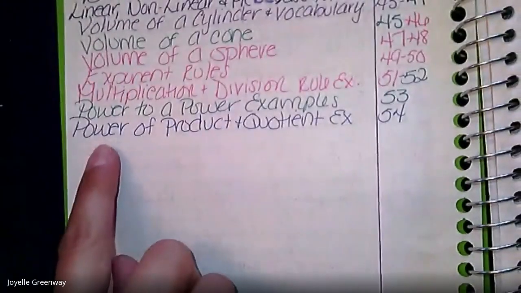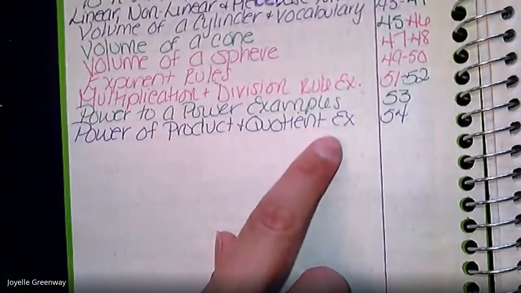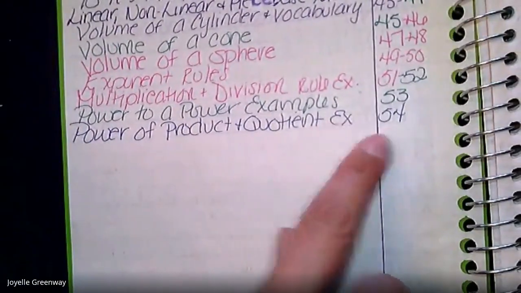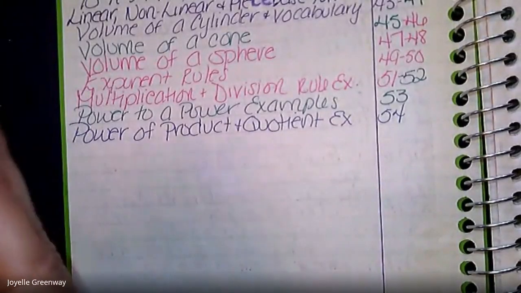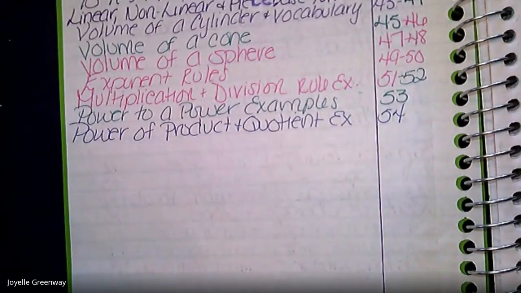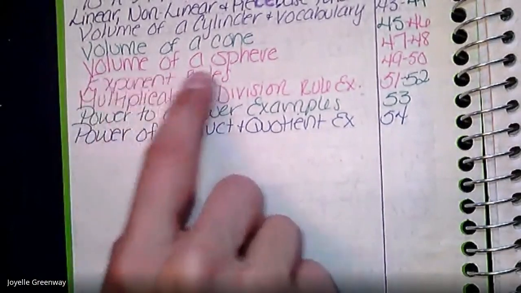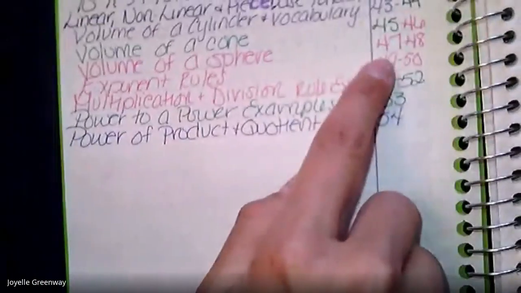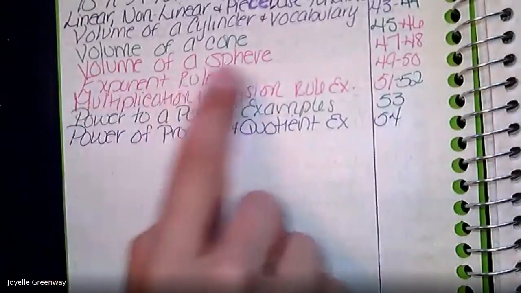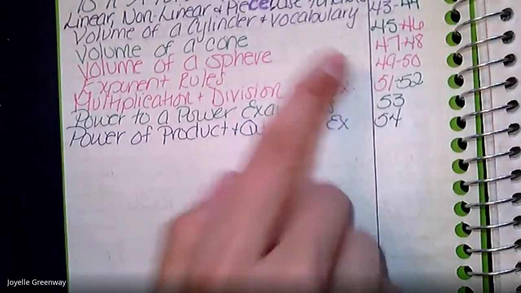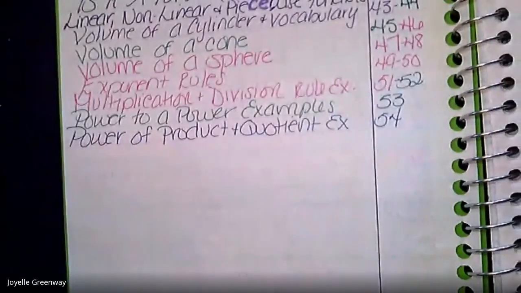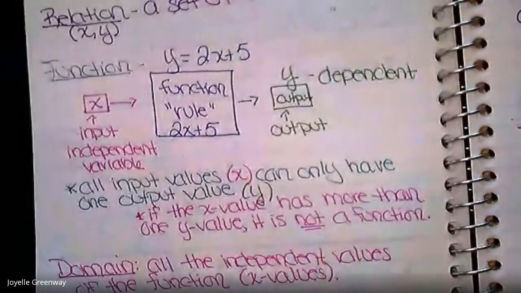So what you're adding in today is the power of a product and quotient examples. And that's on my page 54. I'm not sure if it will take 1 or 2 pages, but we'll update that as we need to. And when you're done with that, we are going to tack onto the exponent rules table that we had set up a while ago. So if you could turn to page 49 and 50 when you're done updating your table of contents, we can go from there.